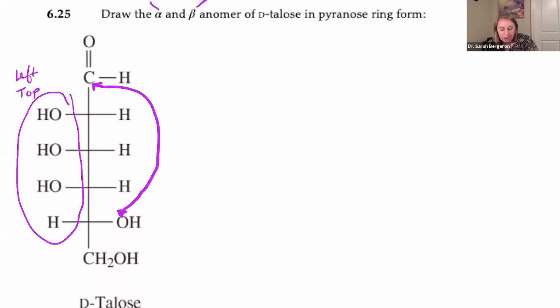Okay, so how many carbons do I have? 1, 2, 3, 4, 5. The sixth carbon is going to be on the top. This is going to be on the top, okay?